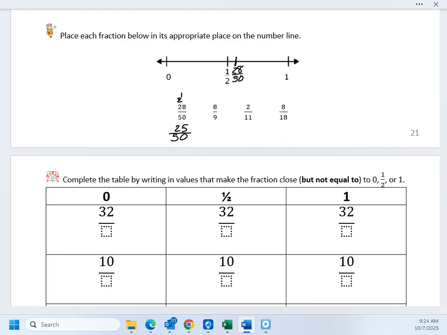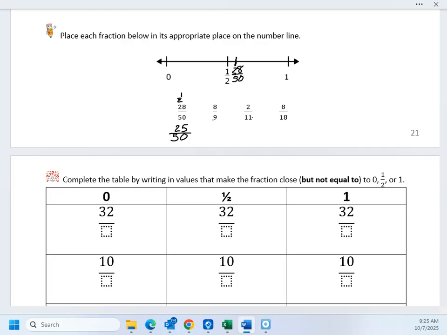Because 28 is more than 25. So you always want to check which side we want to put it on. Is it going to be a little less or a little bit more of each of our marks? So you're going to do the same with 8 9s, 2 11s, and 8 18s. Decide, is it closest to a half, a 0, or 1? And which side on that number line is it going to go?